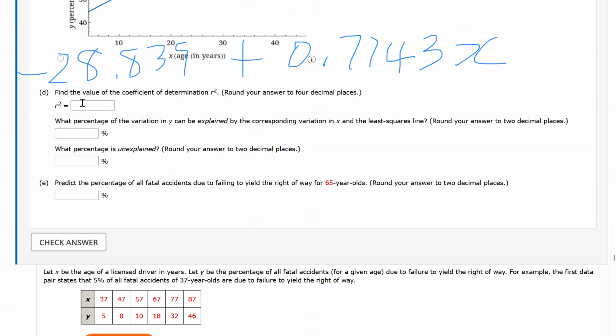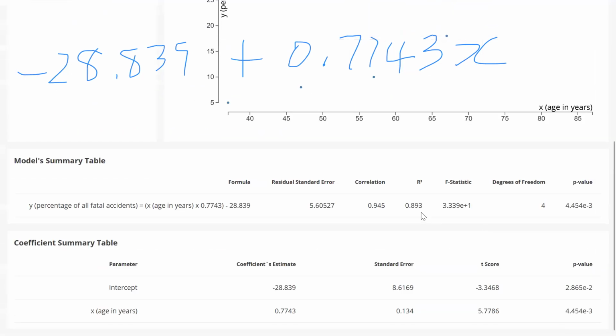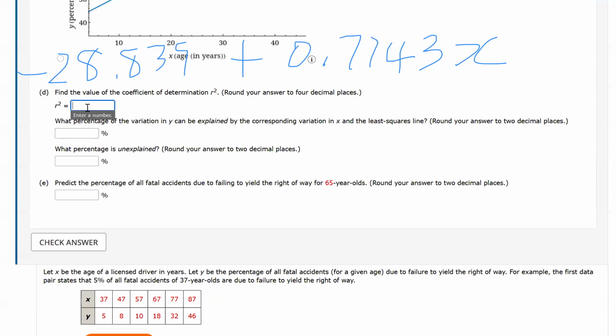Now here you have your r squared value. You put it there as a decimal. And then, what percentage of the variation of y can be explained by corresponding variation in x and the least squares line? This is the same thing from the r squared, but you put it in percentage. So going back to our r squared, let's check it out. R squared was 0.893. So you put it there, which is 89.3%. So you're doing both, 0.893. I hope I got the value right.